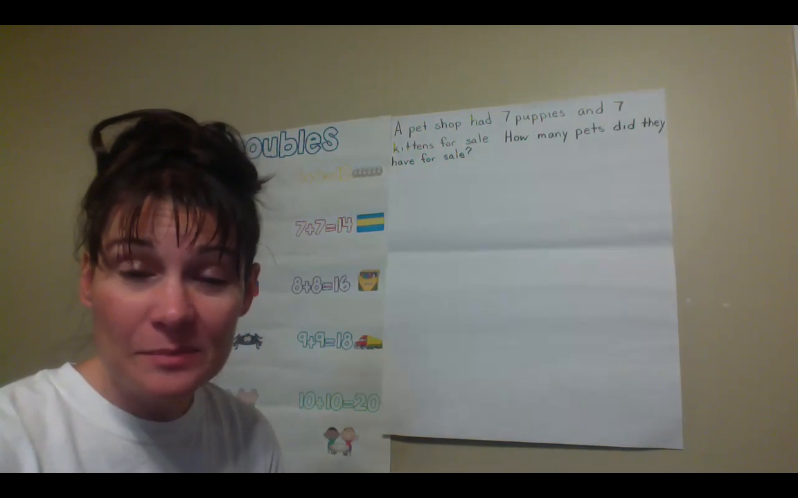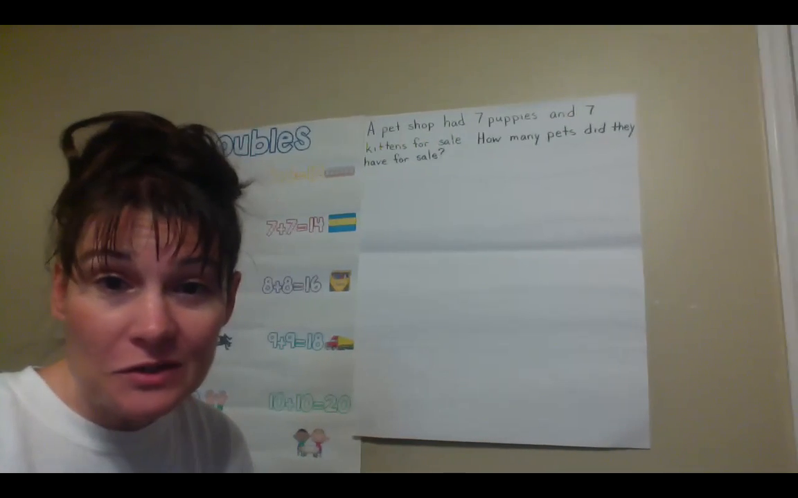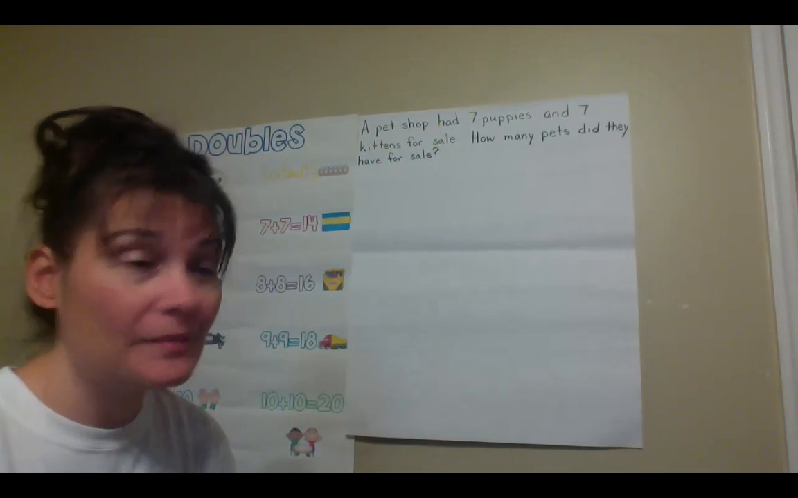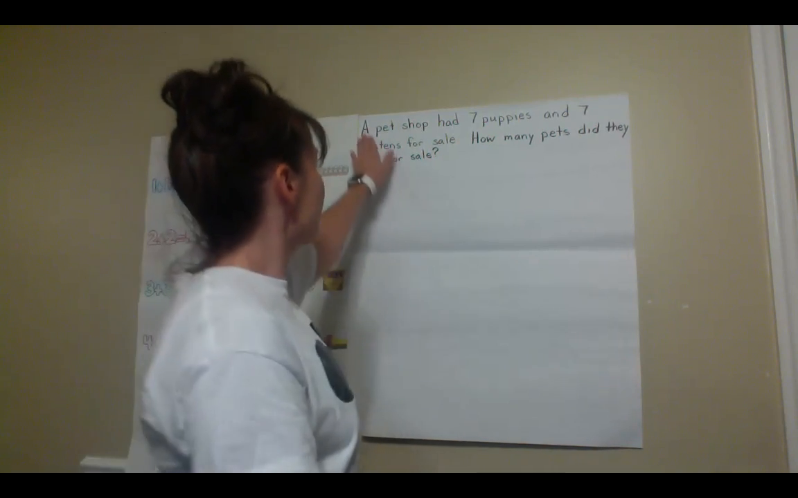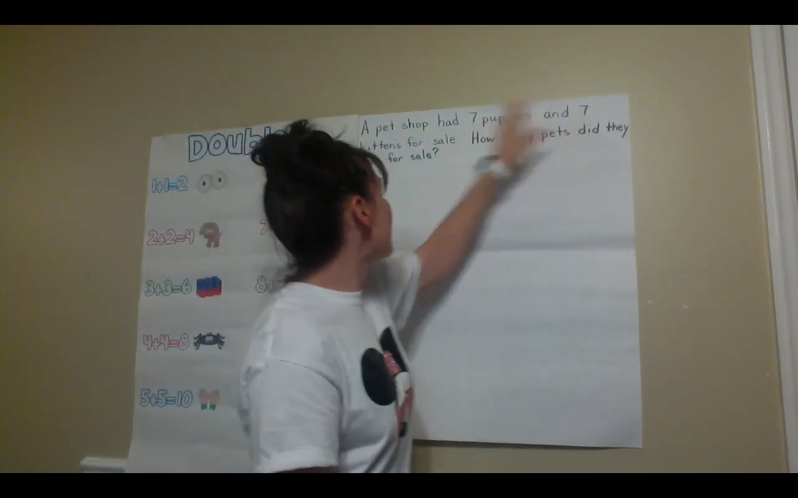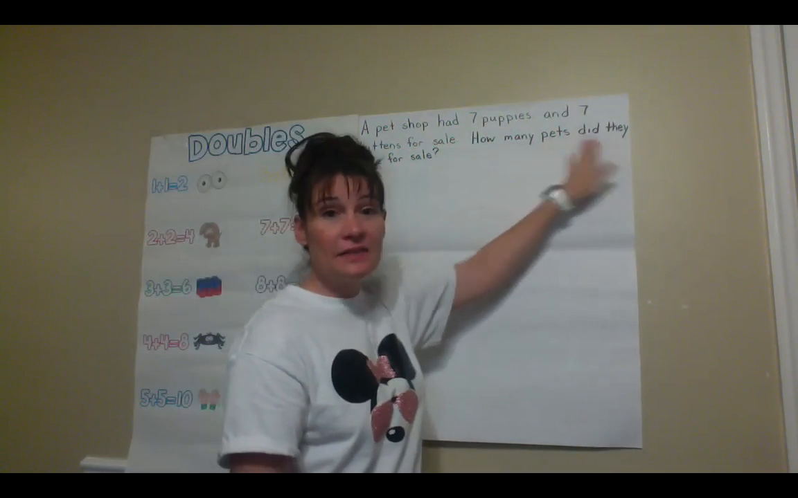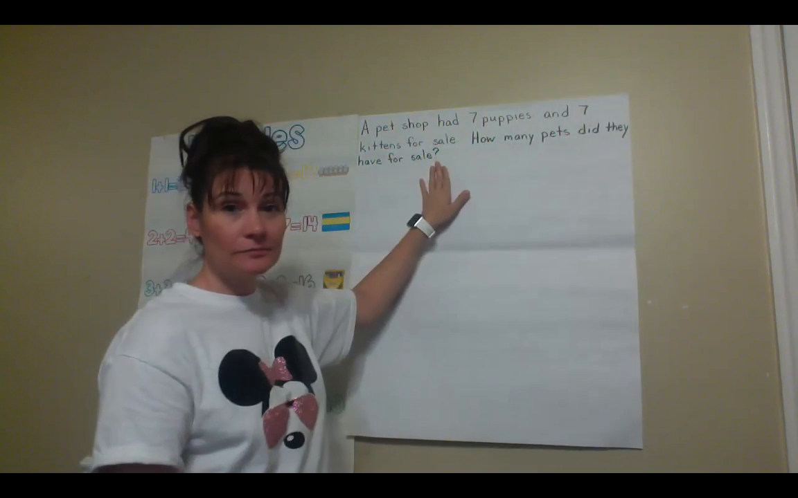Okay guys, you've had time to gather your things together. Let's go ahead and get started with our first word problem. A pet shop had 7 puppies and 7 kittens for sale. How many pets did they have for sale?